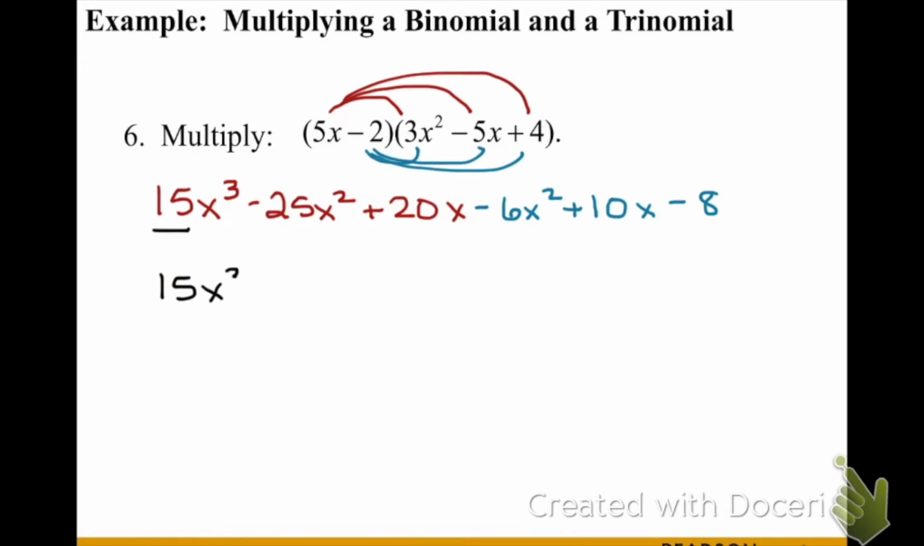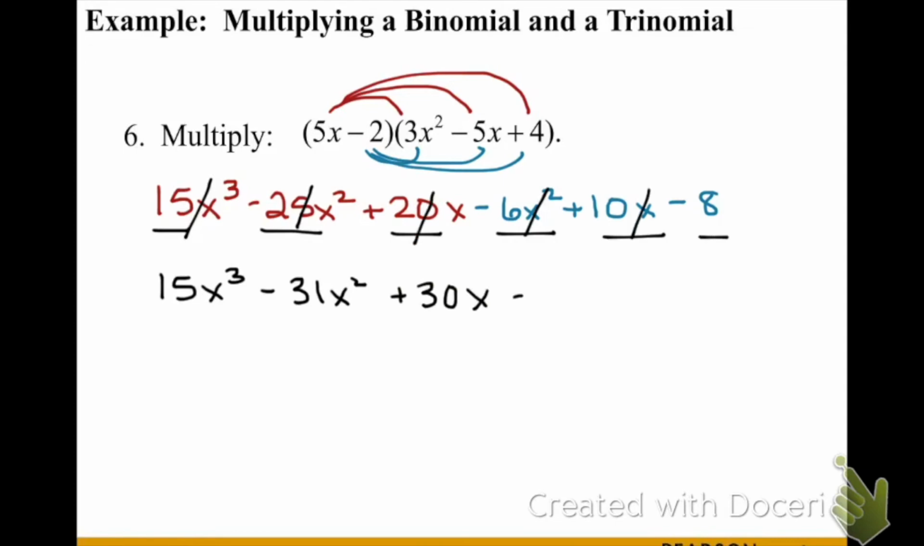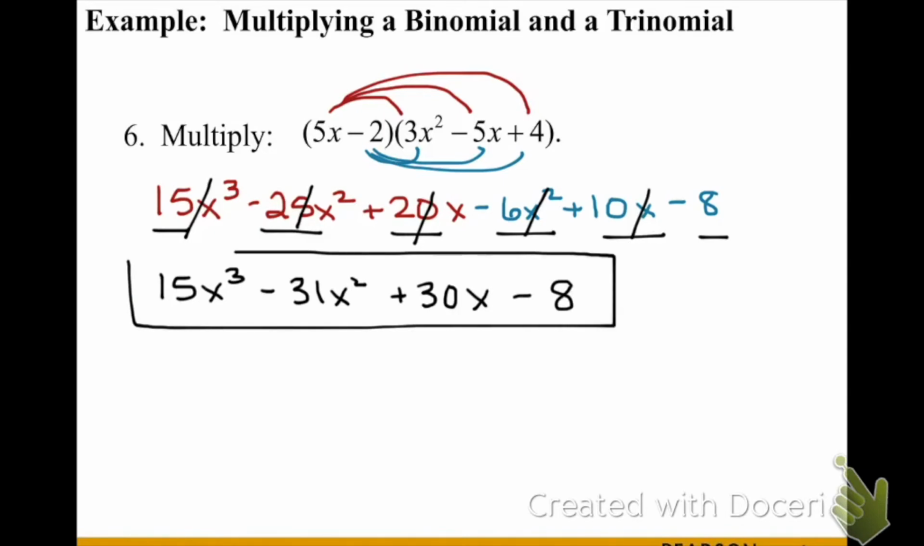And from here, then, we can just combine like terms like we did before. So we're just going to bring down the 15x cubed, since there's no other cubed term, combine our x squareds, so we get -25x squared plus a -6x squared, giving us a -31x squared. Combine the x terms, the 20x and the 10x, to give us 30x, and then bring down that -8 since it is the only constant term, giving us the final answer of 15x cubed minus 31x squared plus 30x minus 8.